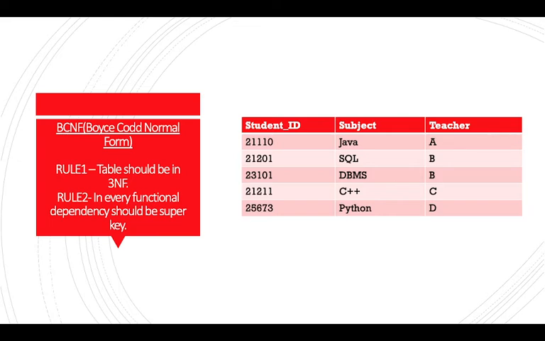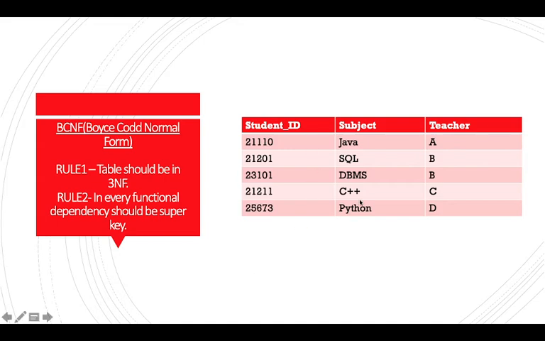So the rules are: first, the table should be in 3NF. As I said, this is in hierarchical order. If it should be in 3NF, that means it should be in 2NF, which means it should be in 1NF. So for a relation to be in BCNF, it should be in 1NF, 2NF, and 3NF, right? And the second condition is that in every functional dependency, the left hand side value should be a super key. Let us understand this with an example, then only you'll be able to grasp it.